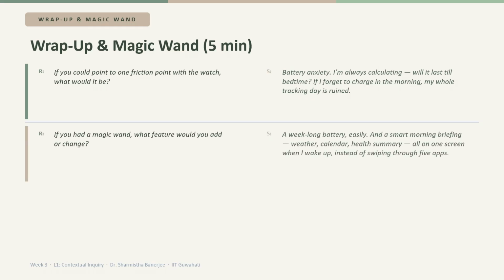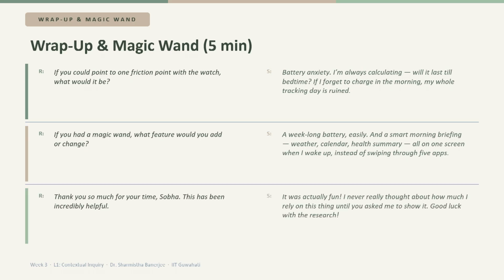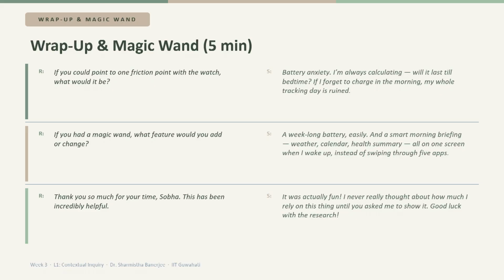If you had a magic wand, what feature would you add or change? A week-long battery easily, and a smart morning briefing, weather, calendar, health summary, all on one screen when I wake up instead of swiping through 5 apps. Thank you so much for your time, Shobha. This has been incredibly helpful. It was actually fun. I really never thought about how much I rely on this thing until you asked me to show it. Good luck with the research.